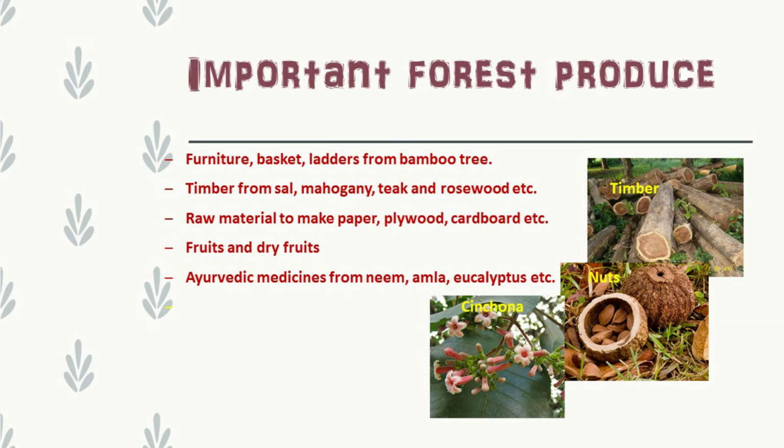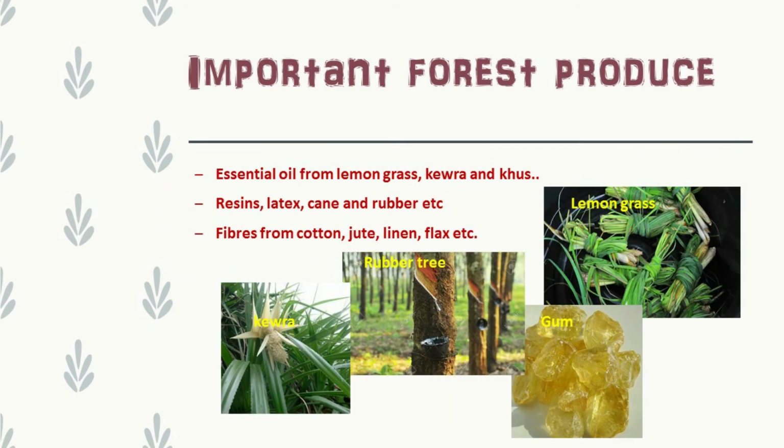Many trees such as neem, amla are used for making Ayurvedic medicines. Lemongrass, kebra and khas trees are used to get essential oils. Forests are also the source of resins that are used to make paint, latex that is used to make rubber. Moreover, we get fibers from cotton, jute, linen and flax trees. This was all about the valuable things that we get from forests.